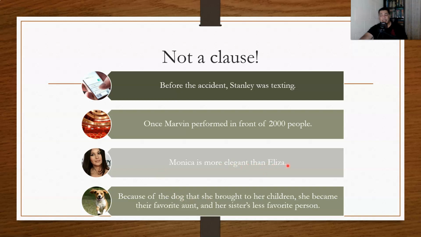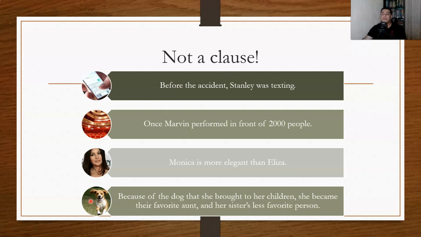If I wanted to make this an adverb clause of comparison, I would have to say Monica is more elegant than Eliza is. Then I fix it. Then I have an adverb clause of comparison. And the last case might be a little confusing at the beginning, because we might think, yes, but we have a clause. Yes, and I would agree that we have a clause, but we do not have an adverb clause.